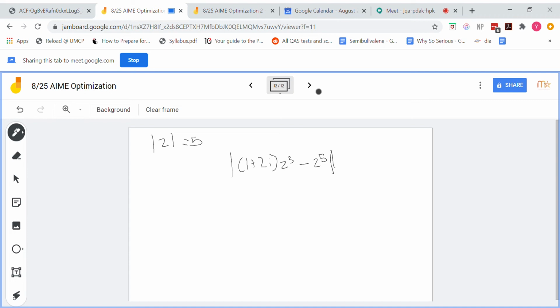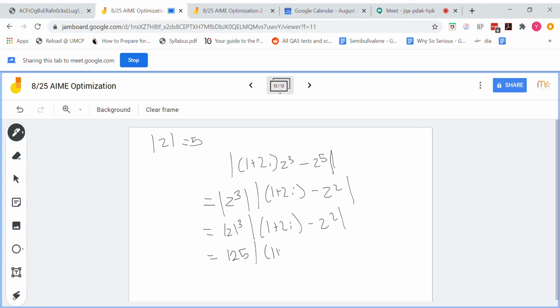So the first, most obvious thing to do would be to factor this into 2 separate things. So we have the magnitude of z cubed times 1 plus 2i minus z squared. And the magnitude of z cubed we know comes out to be 125, so 125 times the magnitude of 1 plus 2i minus z squared. So now we're trying to maximize this whole thing, right? And this is a constant, so all we need to do is maximize this individual part.